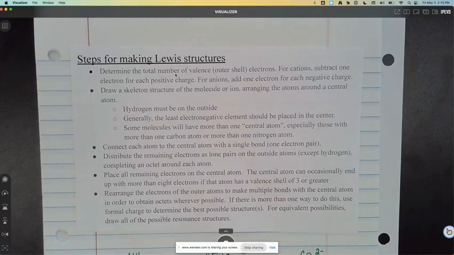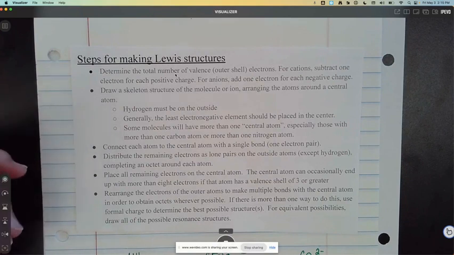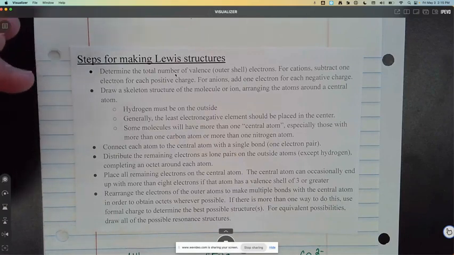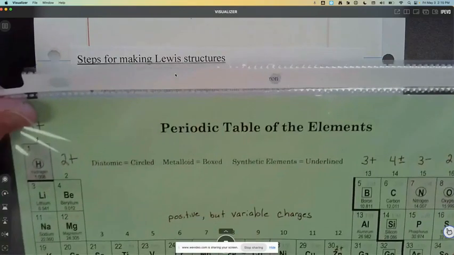Your steps for doing this are to kind of work your way down this in order. And we're going to do these 3 together, and then I'm going to give you some time to build some of the other ones with the model kits and get them drawn onto the paper as well. So step 1 is to determine the total number of valence electrons in each one of these things. So we do that using the periodic table and some of the shortcuts we've learned.